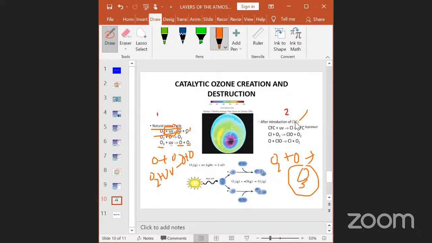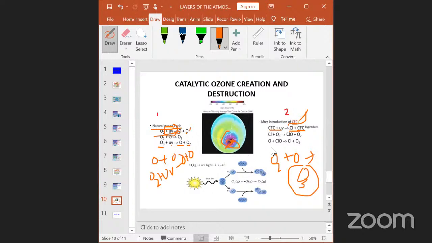So after the introduction of chlorofluorocarbons, we see these ozone holes happening here, right? Why? Because remember, these chlorofluorocarbons react with ultraviolet rays, UV rays, and form different byproducts, that is, independent charged particles, ion species, the chlorine and others. So chlorofluorocarbons plus ultraviolet rays gives chlorine and chlorofluorocarbon.